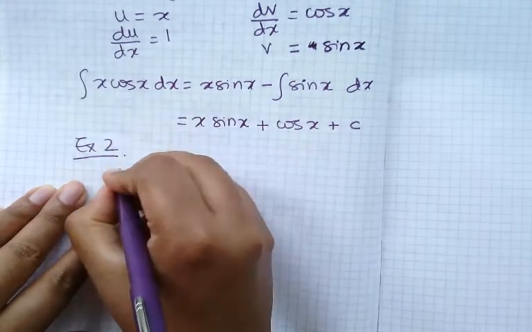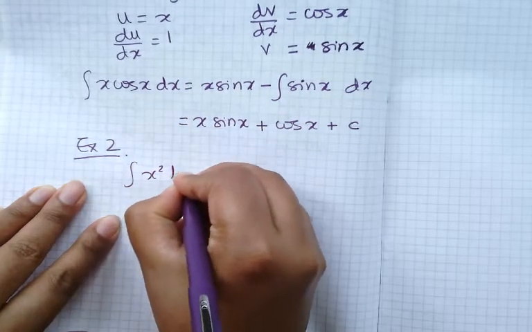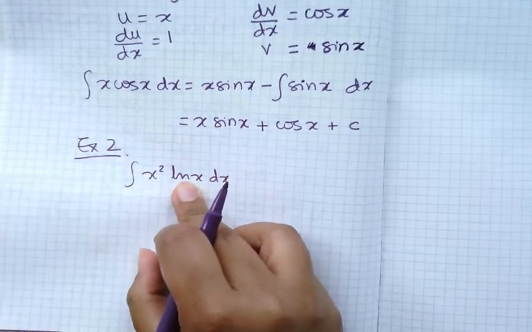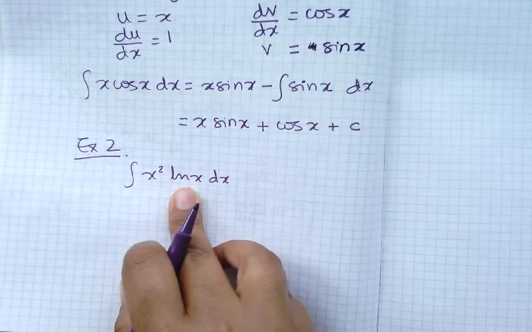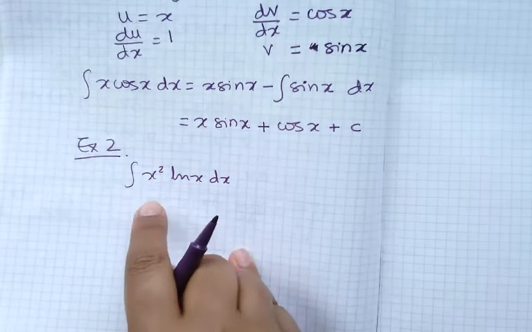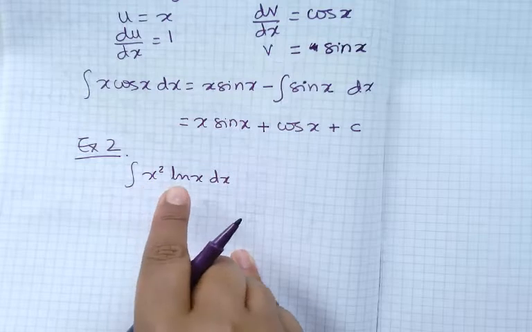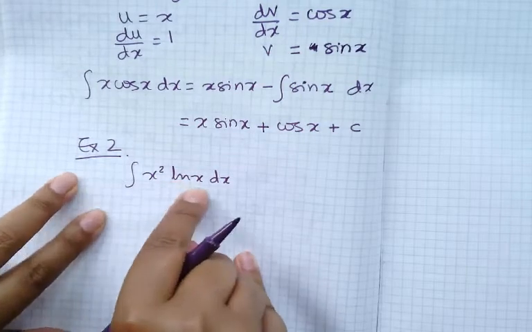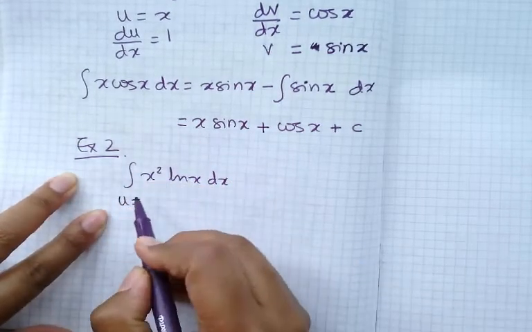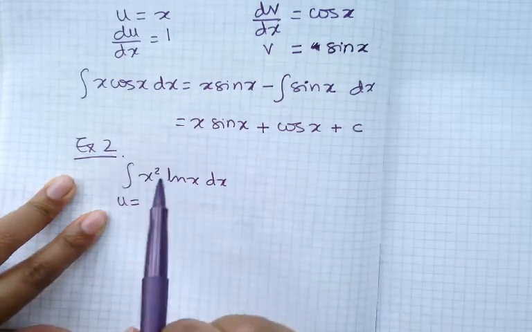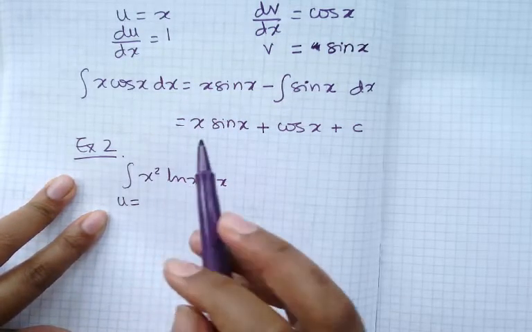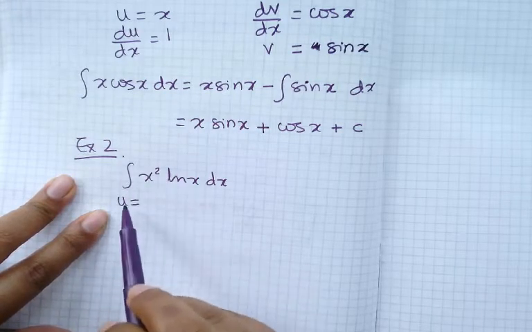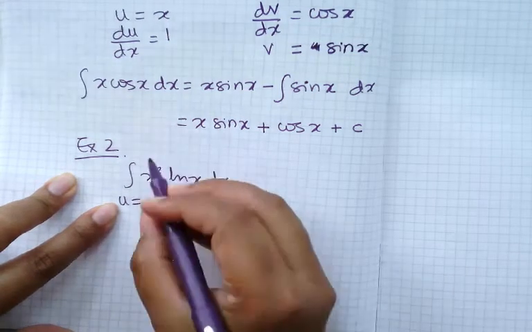Example 2 says find the integral of x squared times ln x. So here again you are going to think about what you are going to call your u and what you are going to call your dv by dx. In this case you're better off letting ln x be your u, because when you differentiate it you are going to get 1 over x, and you haven't learned how to integrate ln x yet. But even if you did know, in this case make your u the ln x function.